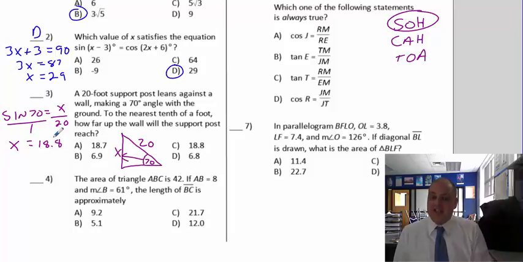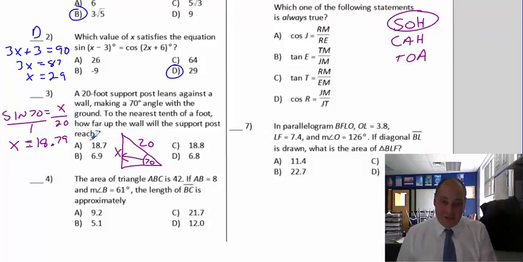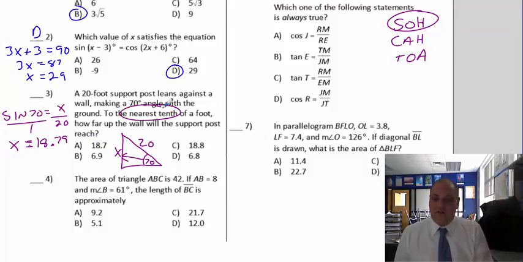So that's going to be, actually, I want to show you, it actually comes out to be 18.79. And look what a choice is. 18.7 is a choice, and they made it choice A. That's tricky. You got to make sure you round to the nearest tenth. 0.79 is going to round up to 0.8, so it is choice C there.